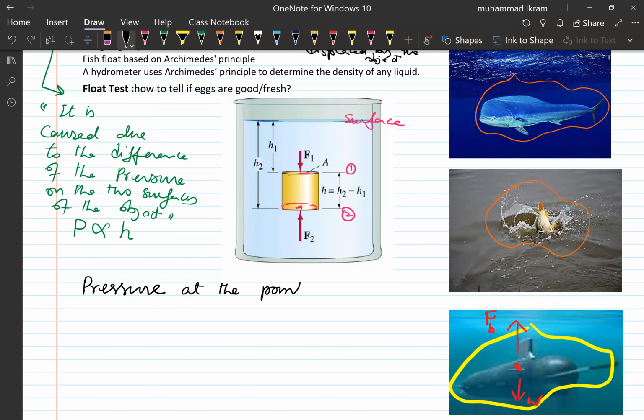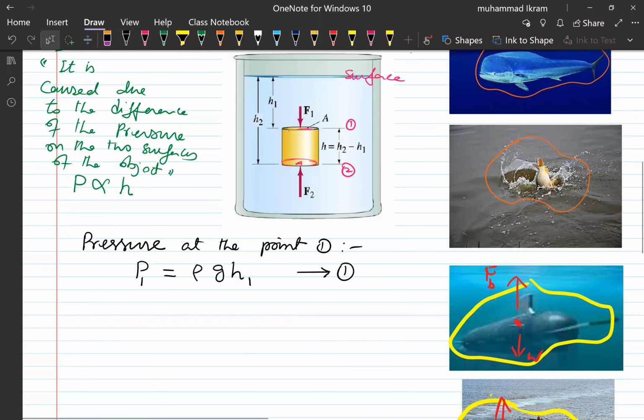At the point P1, at the point 1. So what is that pressure at the point 1? That, as we know, pressure is equal to rho GH. So at the point 1, the surface is at the depth H1. So this is the pressure P1. This is equation number 1.